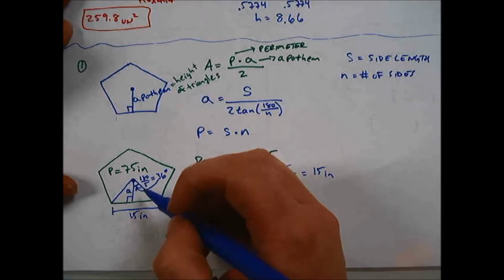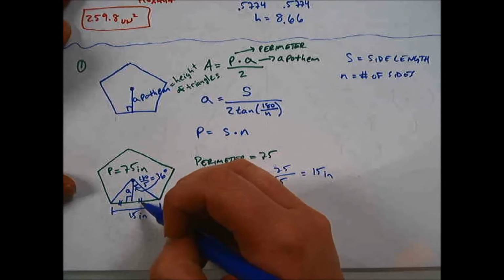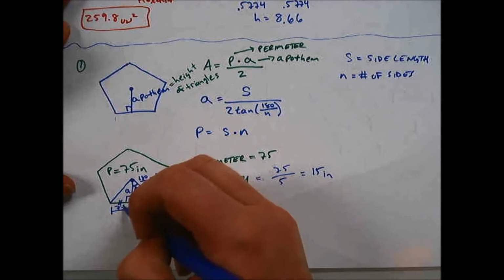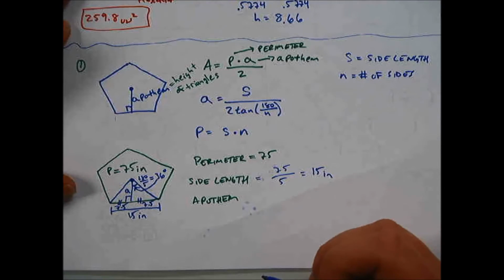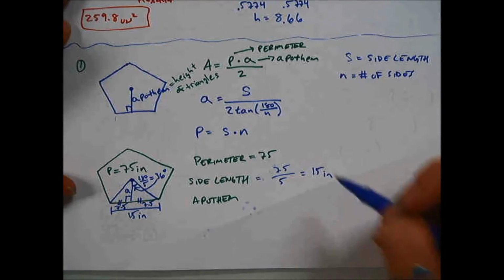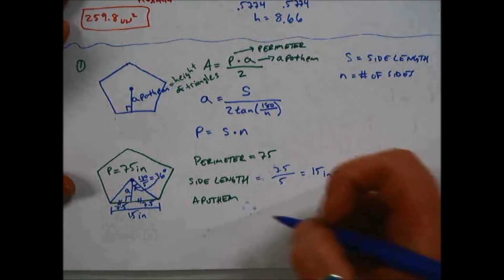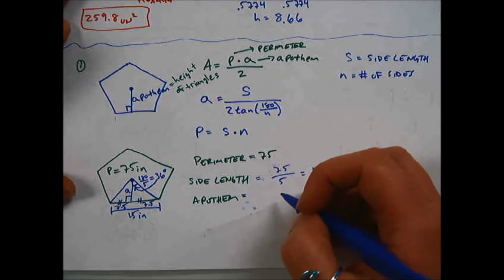And then, since this cuts this in half, this would be 7.5. This would also be 7.5. So we could go about it that way with the triangle. But this kind of cuts out that legwork of the triangle. We can just plug in the side length and the number of sides, and that will also tell us the apothem, or the height of that triangle.